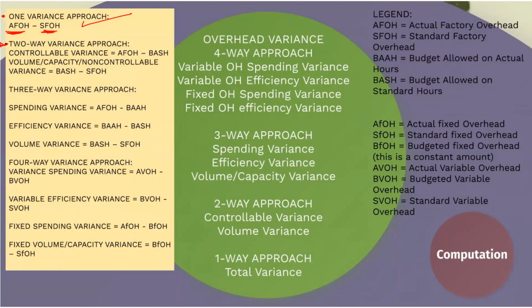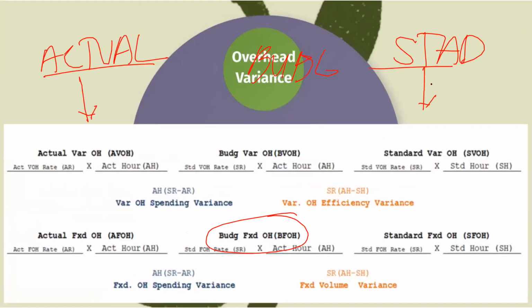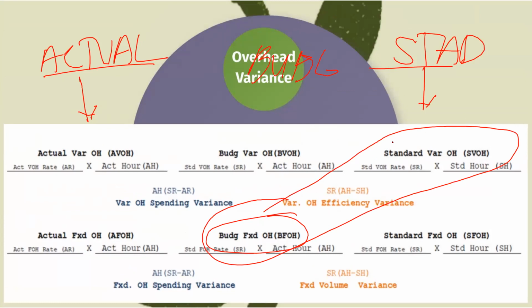What is your two-way variance approach? It's your controllable and your volume. For the controllable, it is your actual factory overhead less your budget allowed on standard hours. Where is my legend? Here. You have your budget allowed on standard hours. On our illustration, where is that located? This is your actual factory overhead and your budget allowed on standard hours is where? It is the combination of your budgeted fixed overhead and your variable standard overhead, or your standard variable overhead plus your budgeted fixed overhead. That's what you call your BASH.